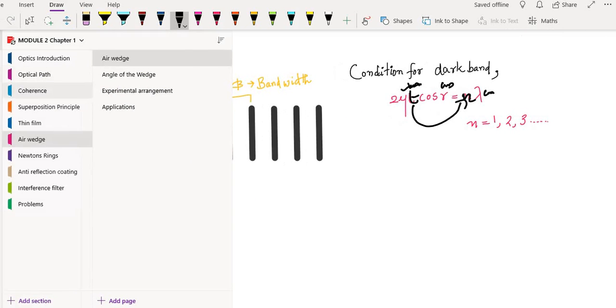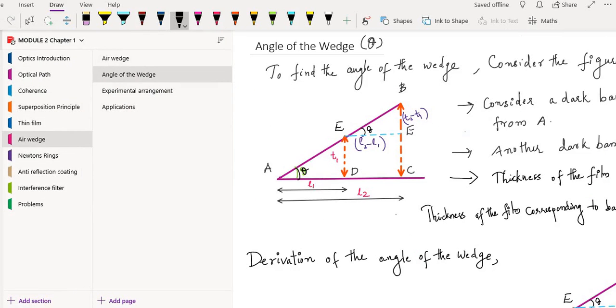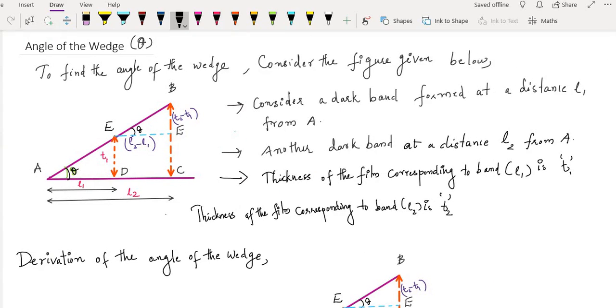So let's derive the equation for the angle of the wedge. For that I have this particular arrangement. In this arrangement you can see AC is my glass plate, AP is my other glass plate. Here I have an object, and BC is the width or thickness of the object, which is T2.